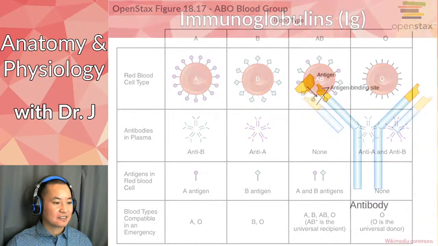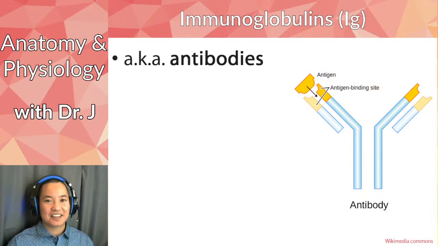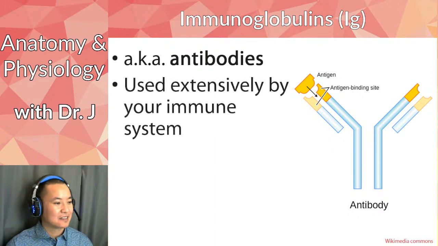So it's very important that your immune system recognizes things that are foreign, but doesn't attack itself and attack your own cells. Now, what are these antibodies? What are these immunoglobulins? Are they different? Are they actually the same? So again, antibodies is just another name for immunoglobulins. If you hear me use them interchangeably, I'm talking about the same thing. I use those two as synonyms.